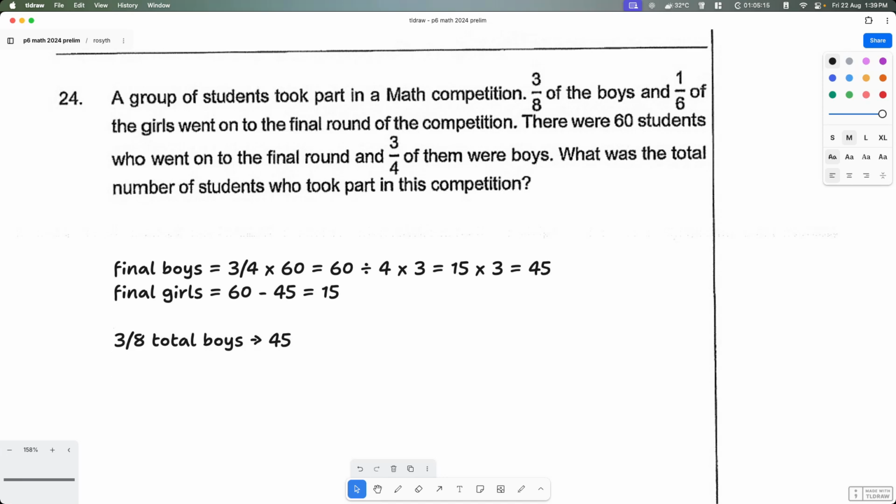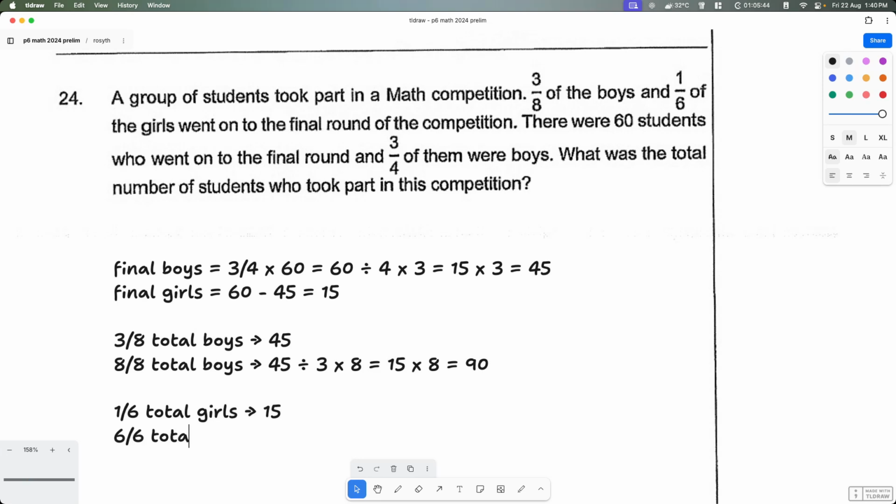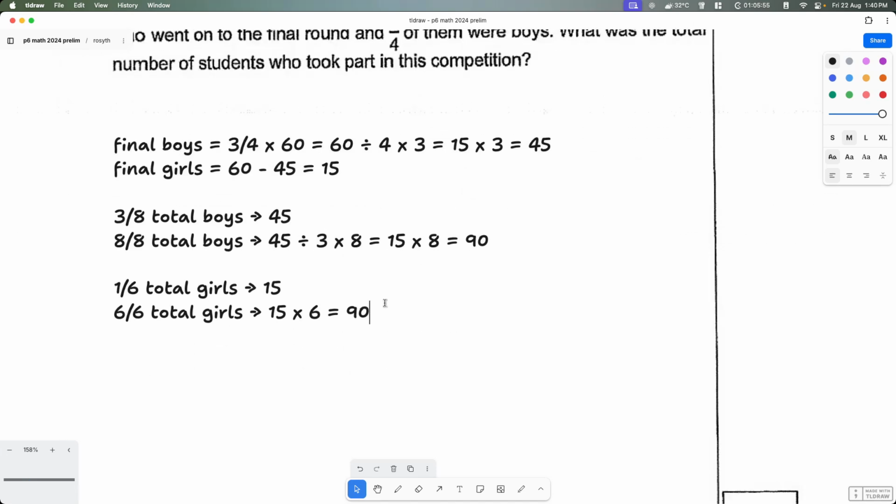Then what was the total? So 8 out of 8 total boys is equal to 45 divided by 3 times 8, which is equal to 15 times 8, which is equal to 90. Then girls, 1/6 of the girls went to the final round, so that means 6 out of 6 total girls is equal to 15 times 6. This will give us 90 as well. Wow, they're both the same. Really?